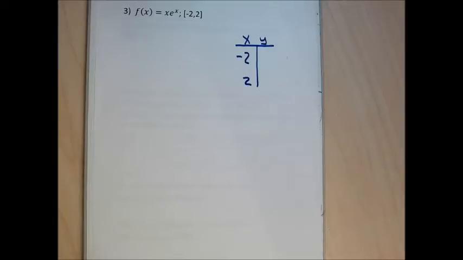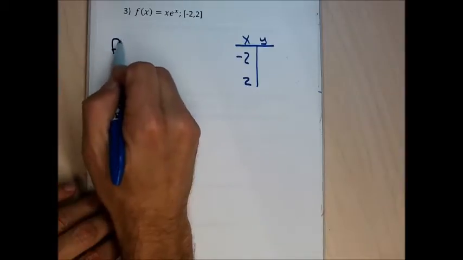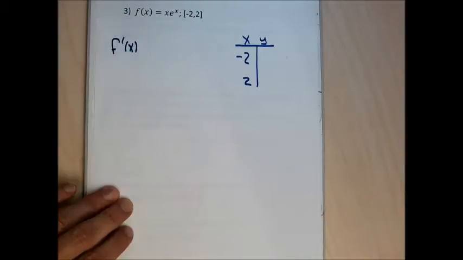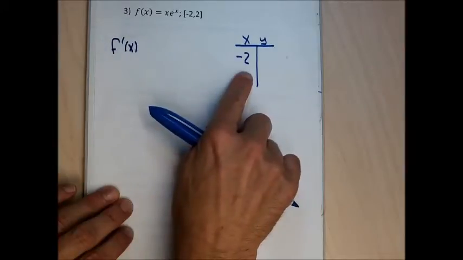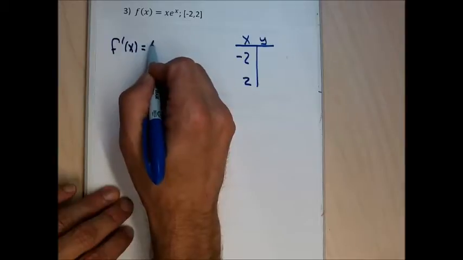I might have to add another number to that table, and the number that would be added to the table is any critical number, or any value that makes the first derivative equal to 0, that's between negative 2 and 2. So in order to fill up this table with numbers, I need to find this derivative. And I'm going to find this derivative by using the product rule.